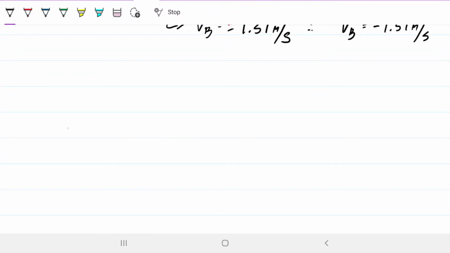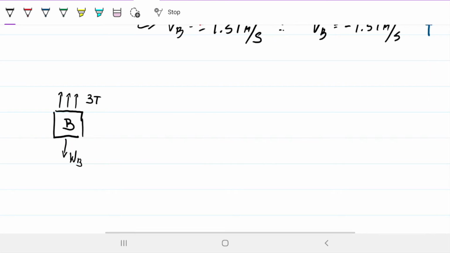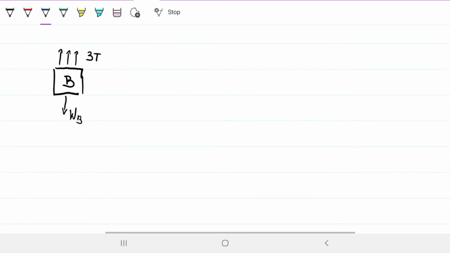So how would we do this? Well, there are a couple of ways, but let's think about this. If we think about block B, block B has 3 tensions upwards and it has the weight downwards, right? That's like the free body diagram of B. What I can do now is find out the resulting force on B, and I can relate that to the gaining kinetic energy, because the gaining kinetic energy is going to be a result of the resulting force on B.